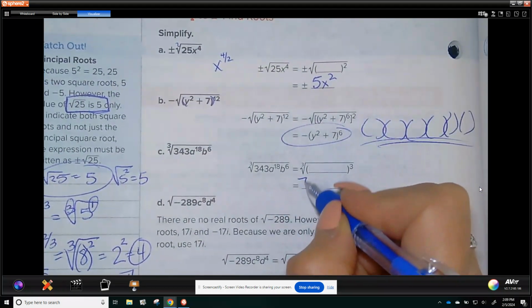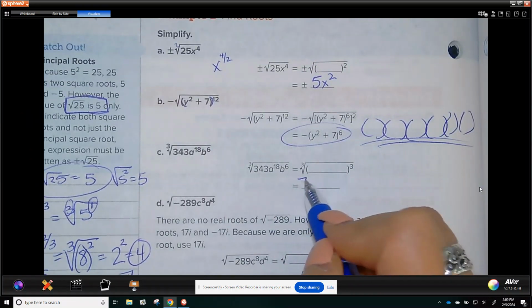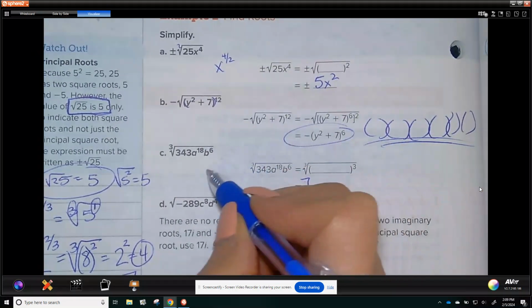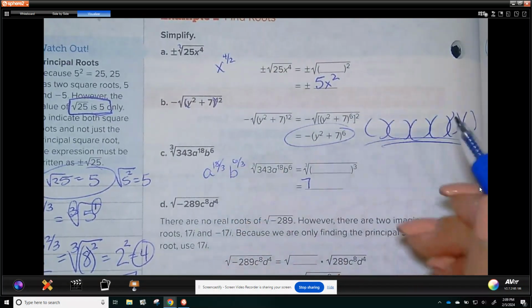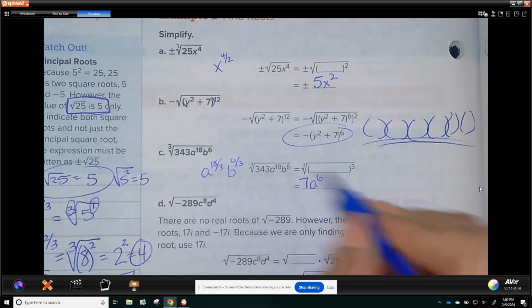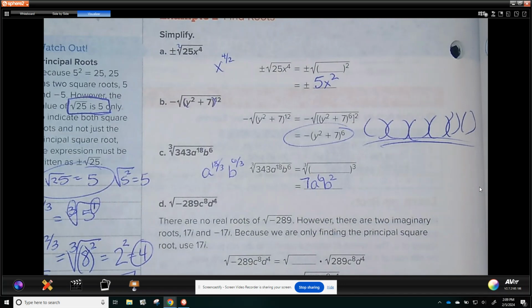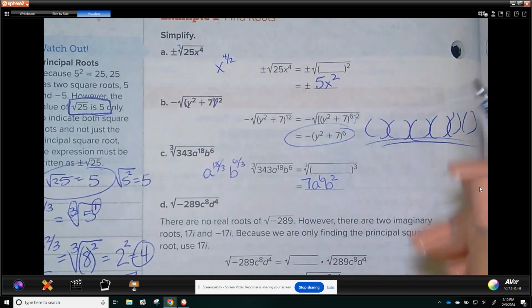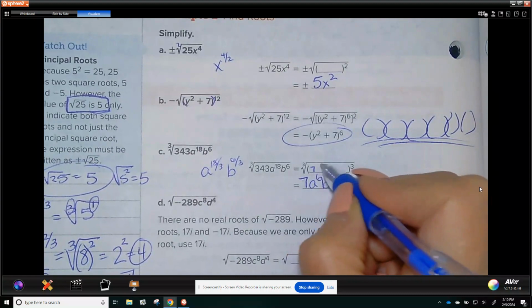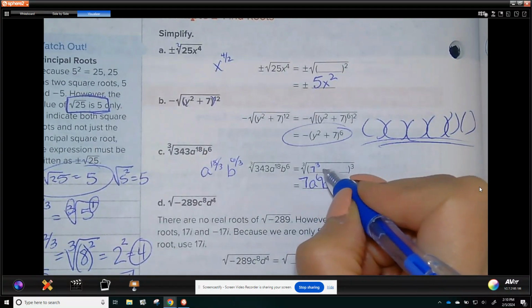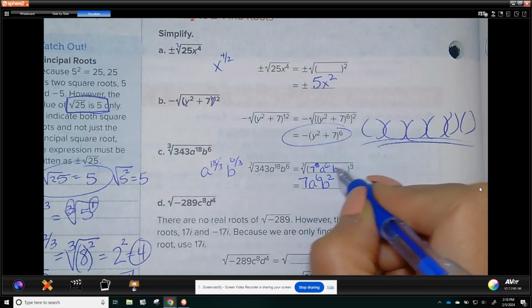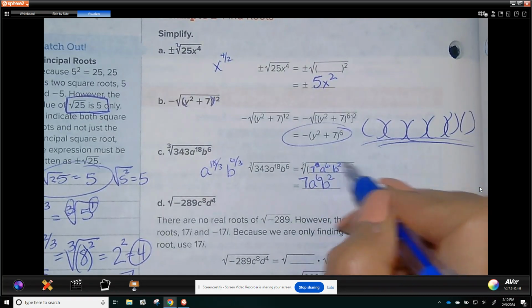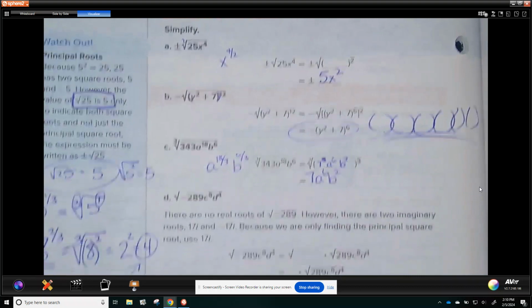343, the cube root is 7. 7 squared is 49. 49 times 7 is 343. And then I have a to the 18 over 3 and b to the 6 over 3. So it's a to the 6 and b squared. What they want you to write in here, and maybe it's clearer to you, this is 7 cubed. There's the cube. A to the 6 cubed, and this is b squared cubed. So when I take the cube root, I get what's inside left.